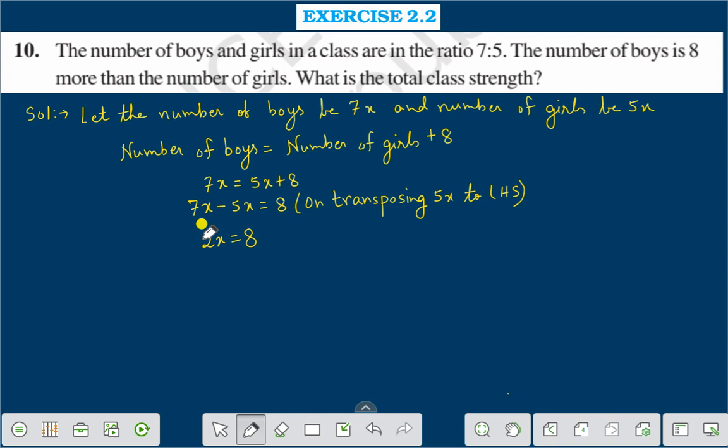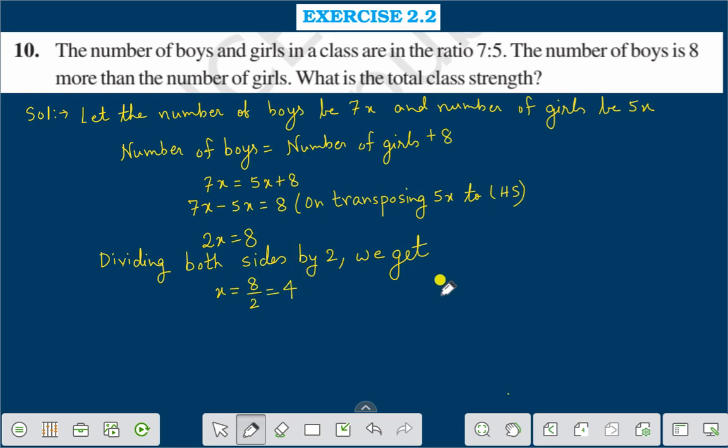Now dividing both sides by 2 we get 2x by 2 is x, is equal to 8 by 2, that is equal to 4. The value of x we got is 4.